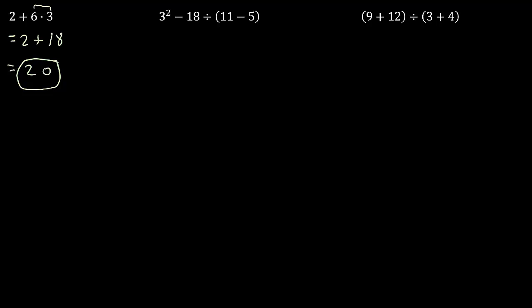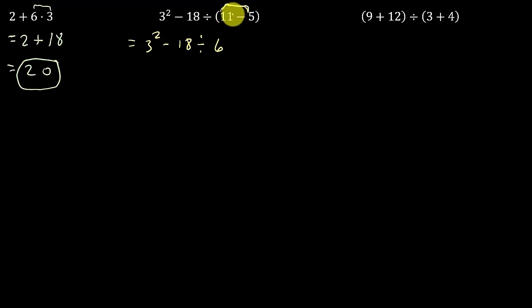The next problem: 3 squared minus 18 divided by 11 minus 5. Let's look. Parentheses and grouping symbols, well, we have that. We've got this 11 minus 5 here. Let me change colors. We have to do what's inside the parentheses first. So this is going to be 3 squared minus 18 divided by, and then 11 minus 5 is 6. So I did what's inside the parentheses first.